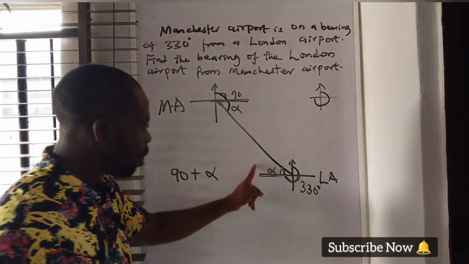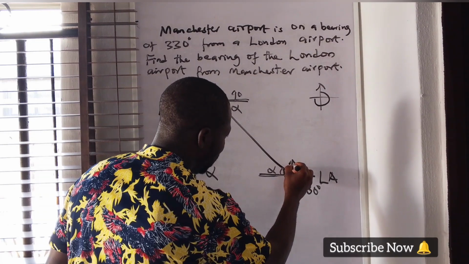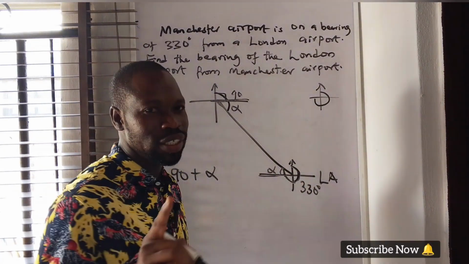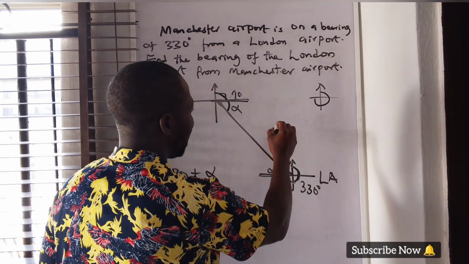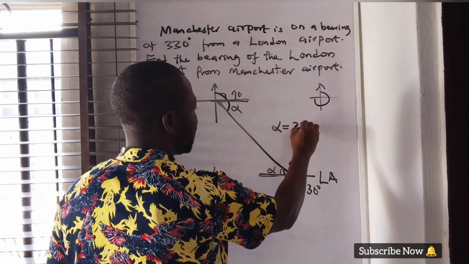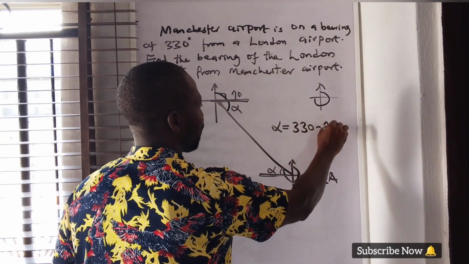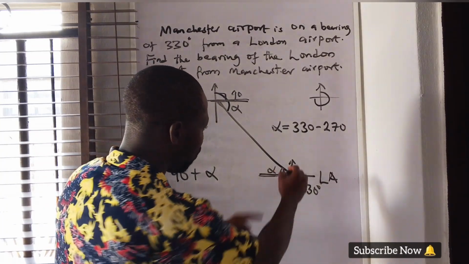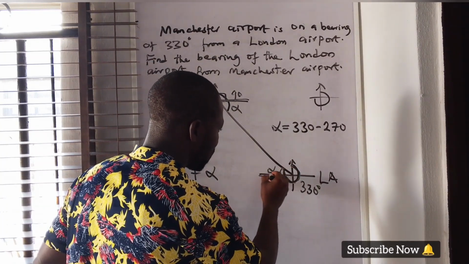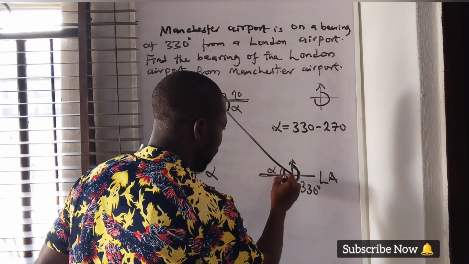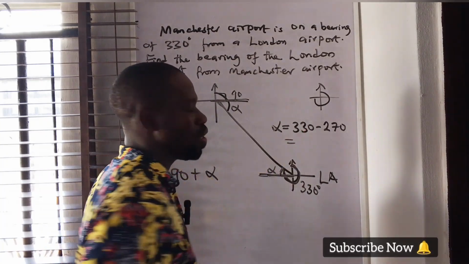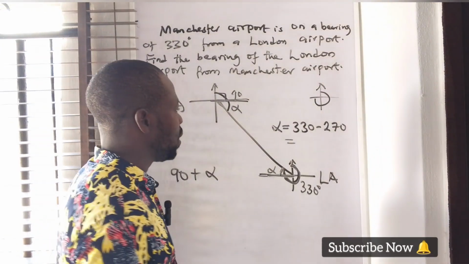And to get alpha is easy. You know, all the way to this point is 180 degrees. To this point is 270 degrees. So it means that alpha is 330 take away 270. All right? Because that is just the alpha. And the whole of this angle is 330. So when you subtract 270, which is the remaining of this, you're going to get the alpha. And 330 minus 270 is what? 60 degrees.